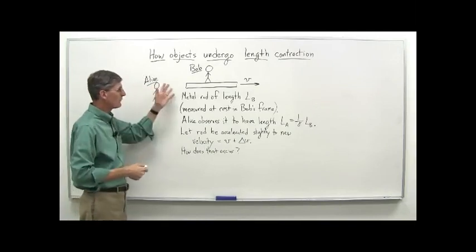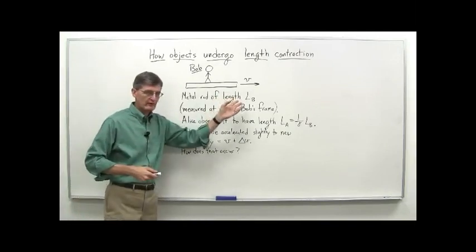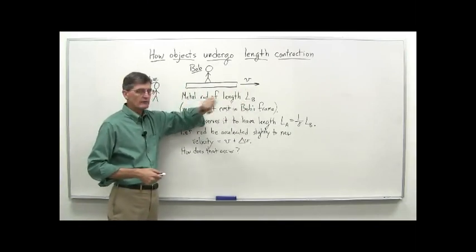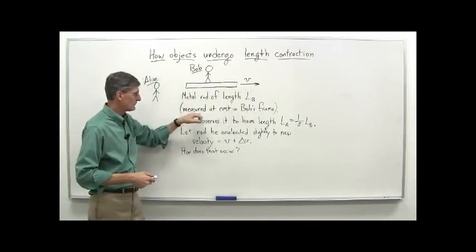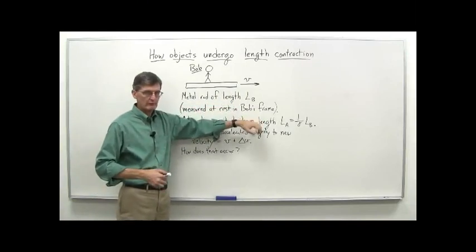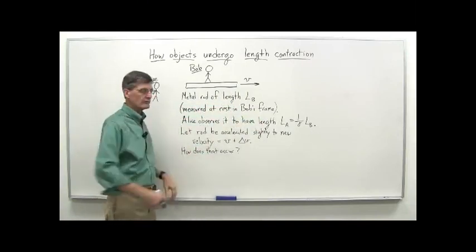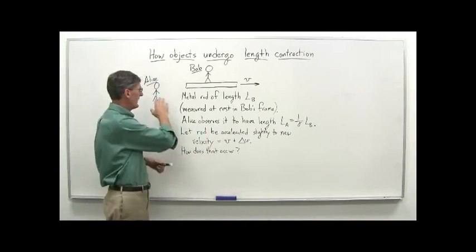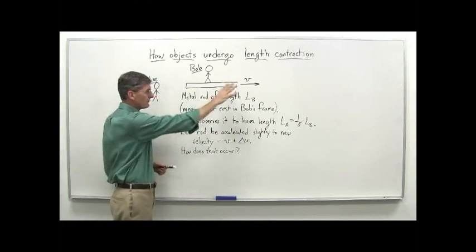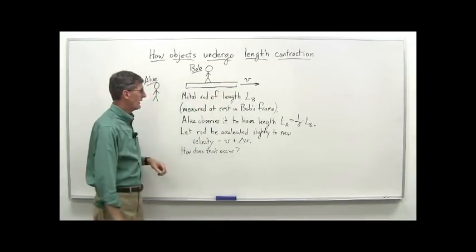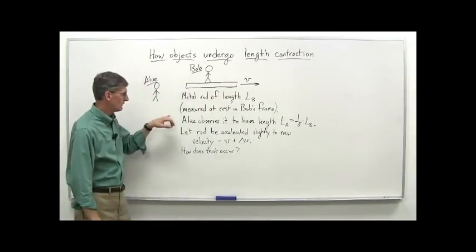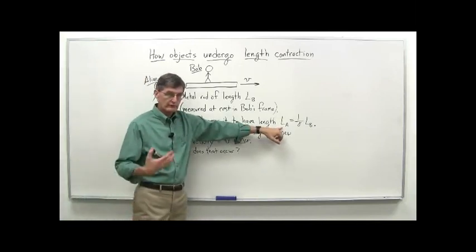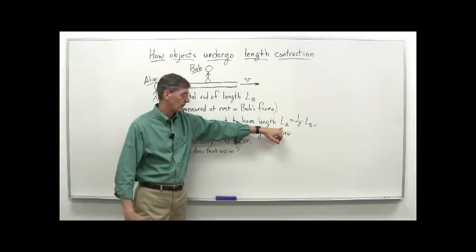So here we have Bob. Instead of on a spaceship this time, we'll put him on a metal rod of length L sub b, going at some velocity v. And that length is measured at rest in Bob's frame. So again, in his frame of reference, he's just standing on the rod. He's not going anyplace. To Alice, however, who's observing him, Bob and the metal rod go by at velocity v.